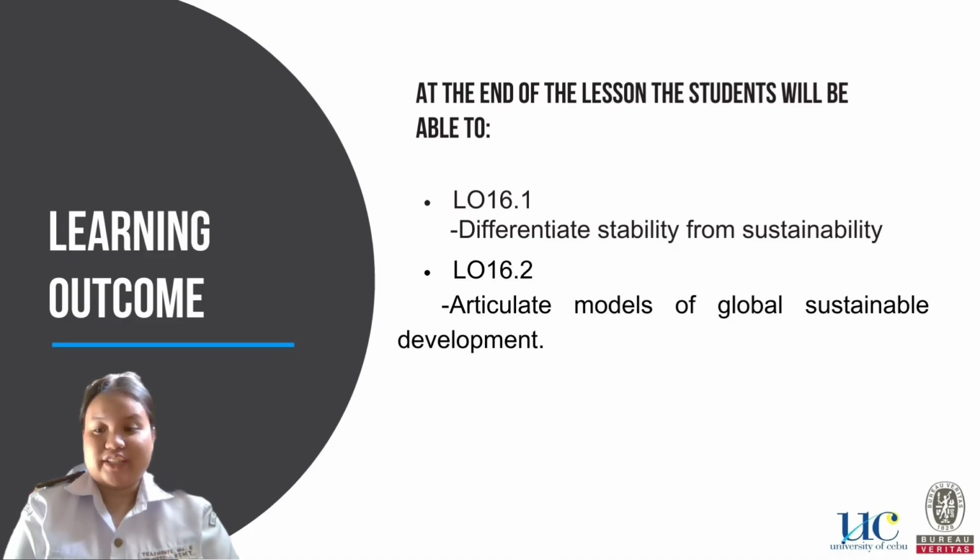So at the end of the lesson, these students will be able to: LO1 6.1, differentiate stability from sustainability; LO1 6.2, articulate models of global sustainable development.